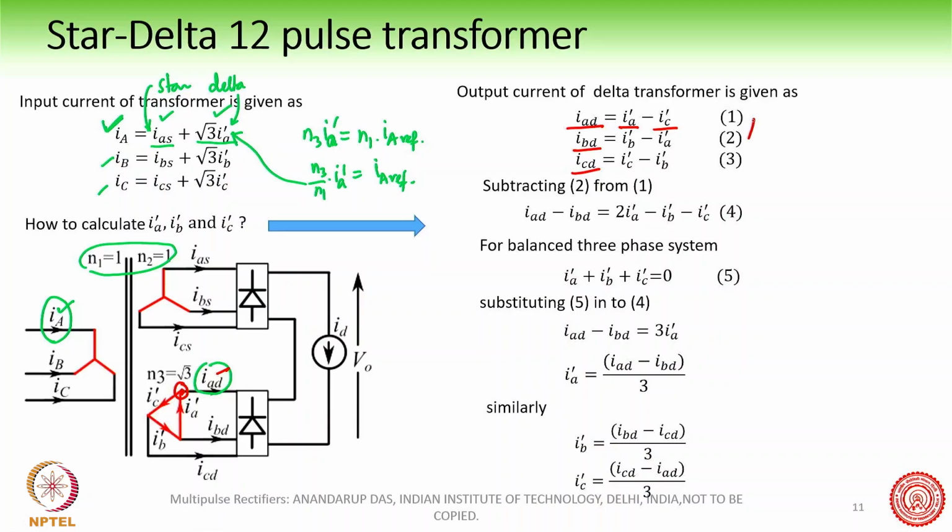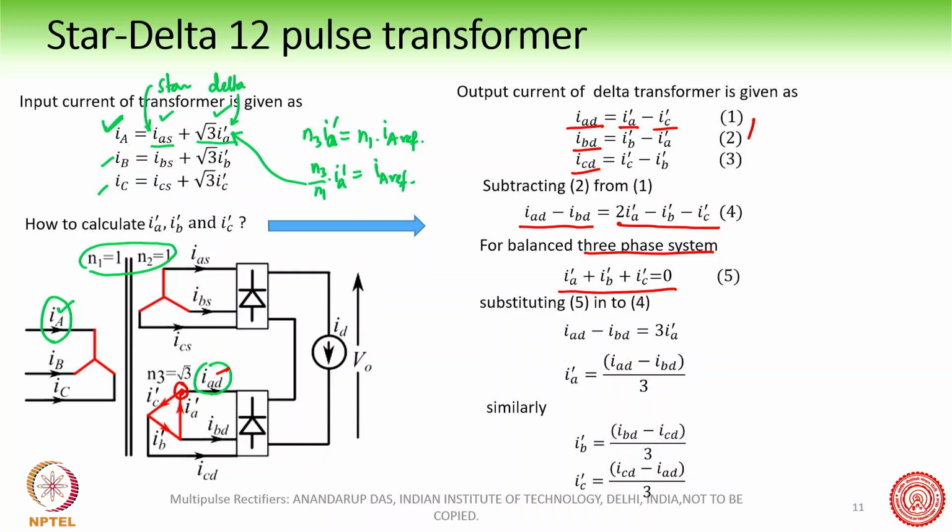And we subtract 2 from 1 here, and so we get IAD minus IBD as this value here. Now we can assume that this is a balanced three-phase system, so IA dash plus IB dash plus IC dash is equal to 0. Most of the time this is true. This is not true in case of an unbalanced system, right? And this is the internal current of the delta.